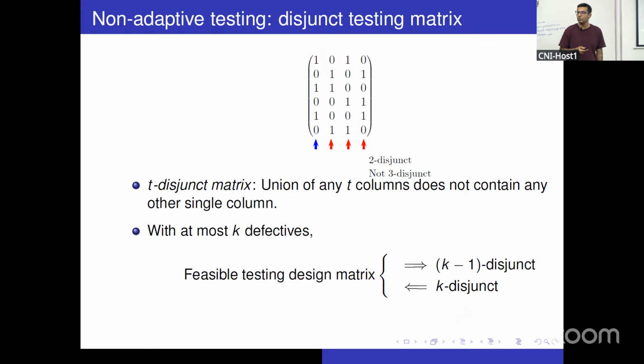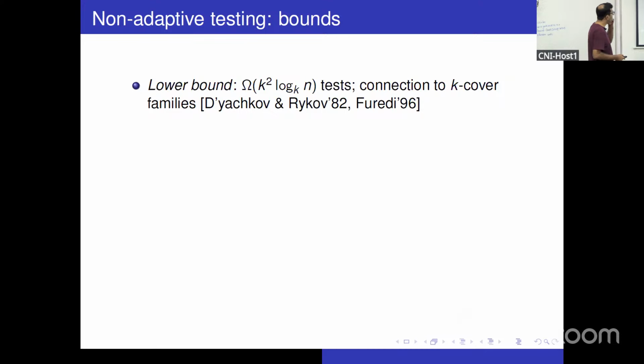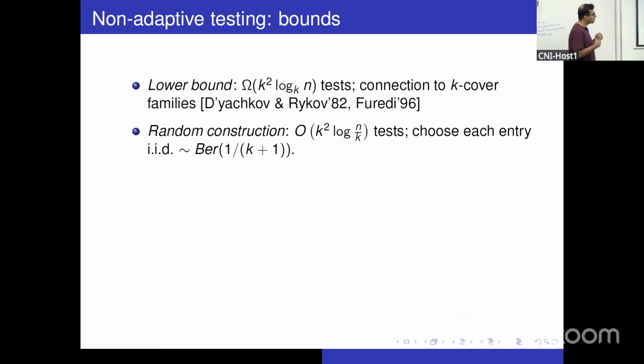And like I said, it turns out that disjunctness is almost completely equivalent to the feasibility of testing designs in this setting. So if you have a feasible testing design matrix, it is necessarily (k-1)-disjunct, and any k-disjunct matrix gives you a feasible testing design. Using this connection, people have come up with lower bounds on the number of tests that any feasible design will require, and it turns out that is of the order of k squared log n. And if you do just a random construction, which means I just choose an IID matrix with a specific choice of the probability parameter, then you already get order k squared log n tests.